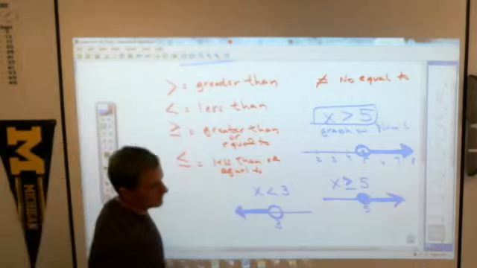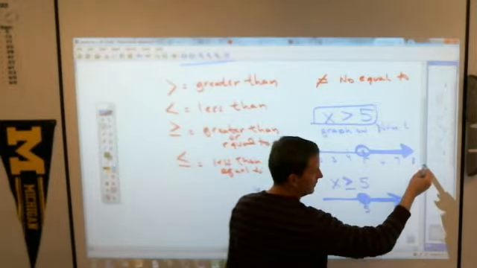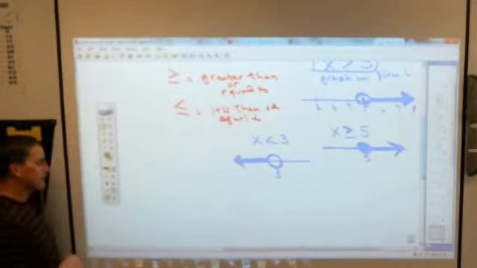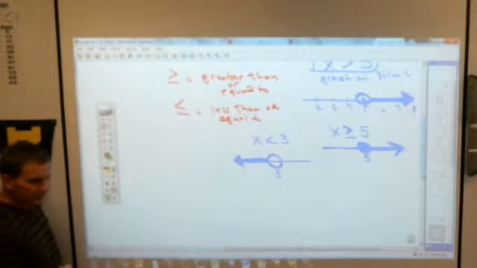Because this really is, did we do this before? That would require a response from somebody. No. We've never graphed inequalities before? No. Aaron, yes or no?